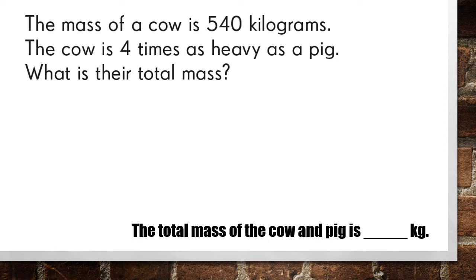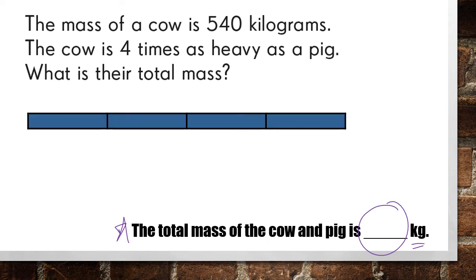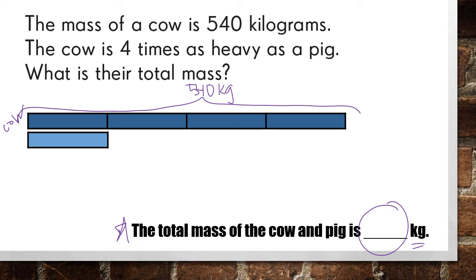So here is the sentence that we're going to be solving for down here. The total mass of the cow and the pig is some number of kilograms. So that's important on this too. We can see, as information's been revealed, that the mass of the cow is 540 kilograms. So this entire bar, which is the cow, is 540 kilograms. I'm going to label the unit. That's important. The mass of the pig we're unsure of right now.